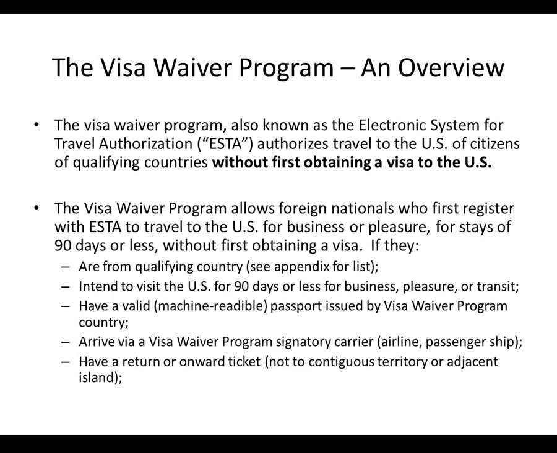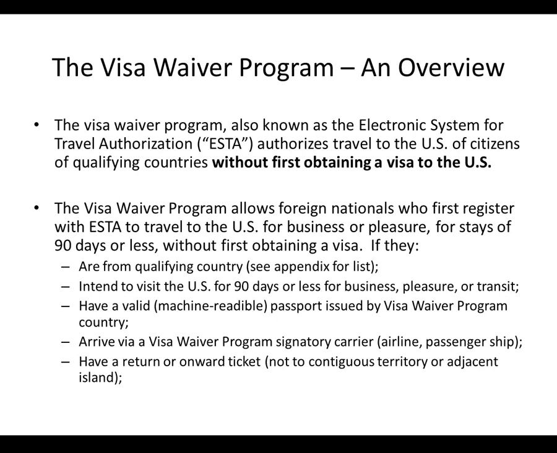When you arrive on the Visa Waiver Program, you must do so through a signatory carrier, which is an airline or a passenger ship that is pre-registered. Most of the major airlines that travel to the United States are going to be signatory carriers, so you probably won't have to worry about that. If you have any questions, that information is also available on the Department of State website. And the simplest thing to do is to call your airline to see if they are registered.